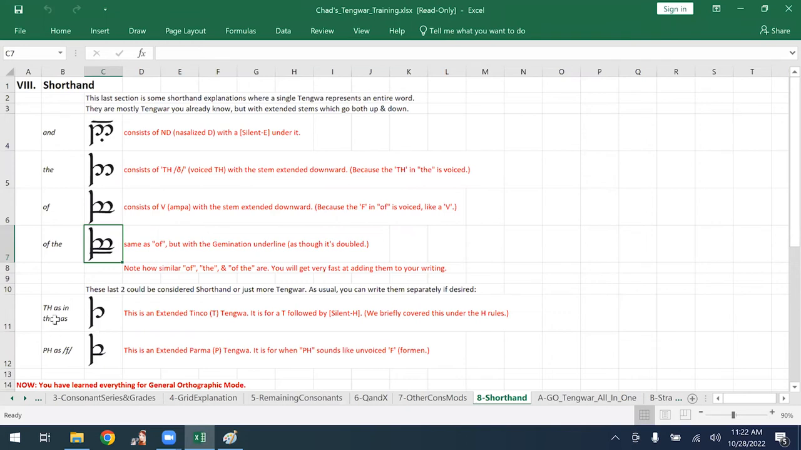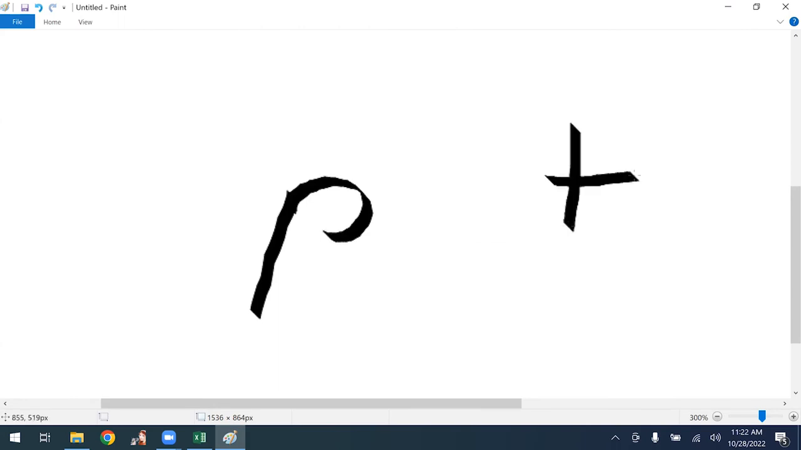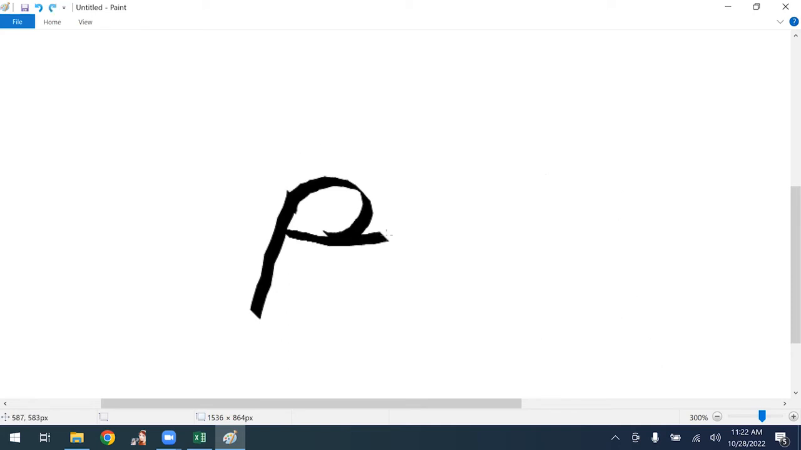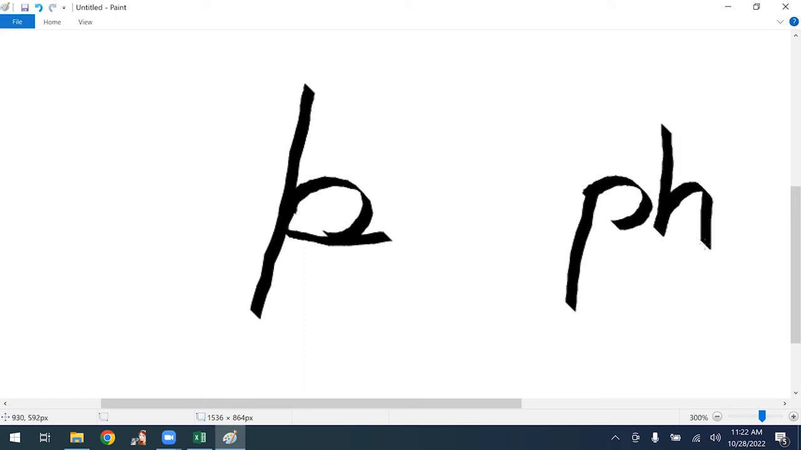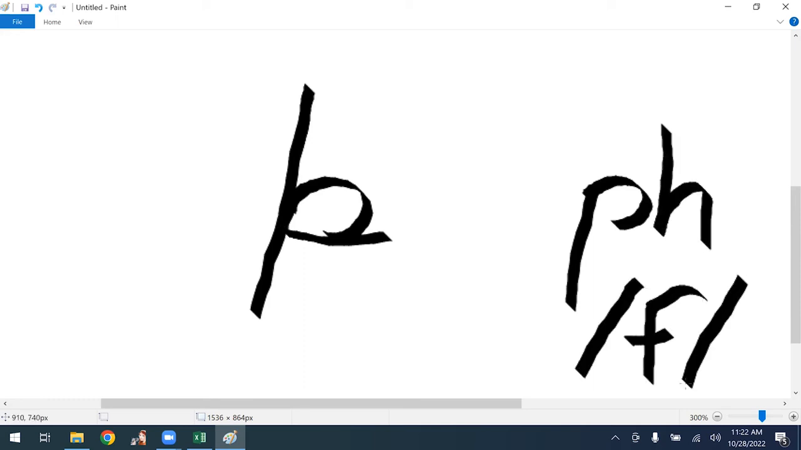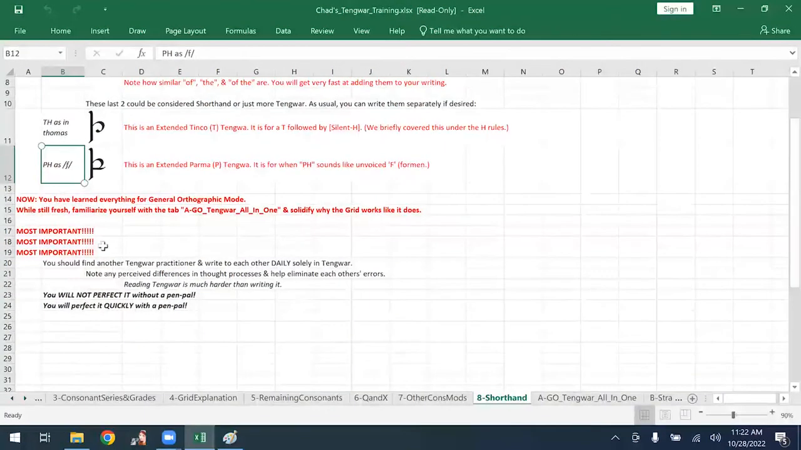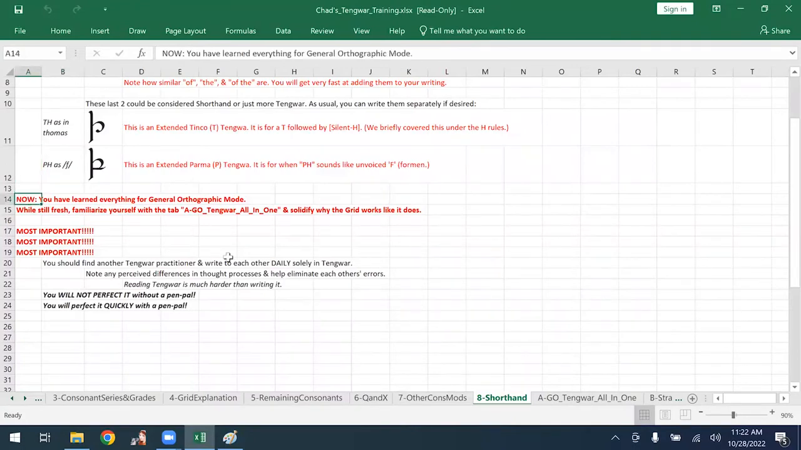Okay, so here's that Tinco extended. So T and TH, but it still sounds like a T. Same way with Parma, that's a P. If you extend it, that's a PH that sounds like an F. Kind of weird, right? So PH sounds like this, writing "phone." Okay, so there's that. You've learned everything for general orthographic mode.